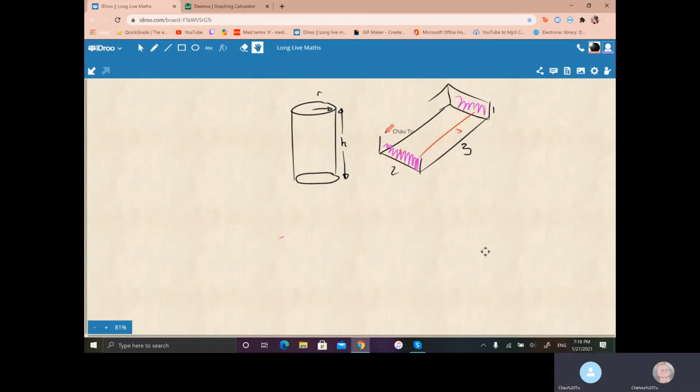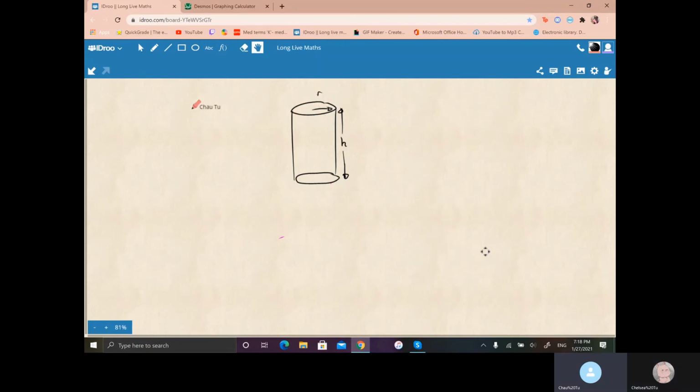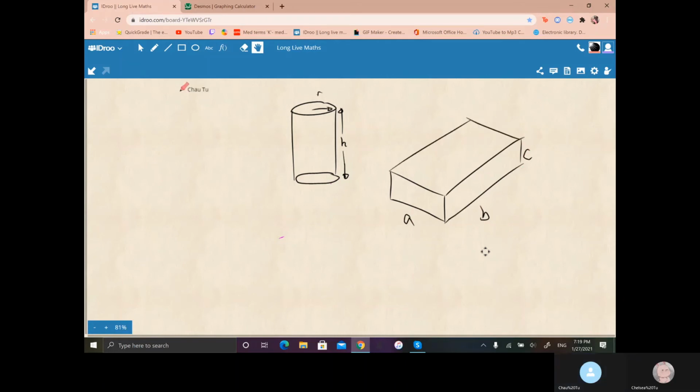Okay. If you have a box, what's the surface area? Surface area is like the area on the surface. So wait there, Chelsea. Oh, yes, I have done it. Yeah. So let's say this is A, B, and the height is C. Okay, what's the surface area? So surface area equals what?